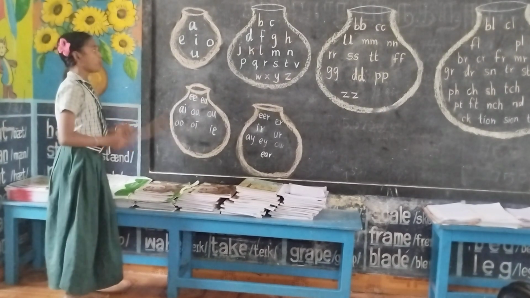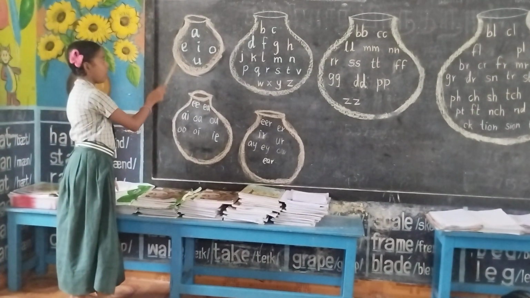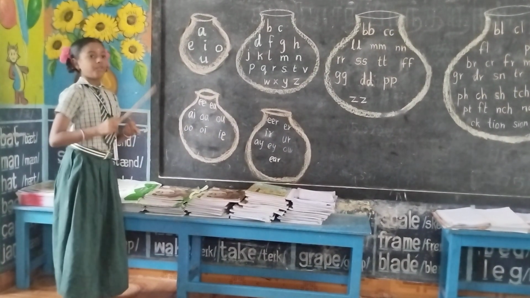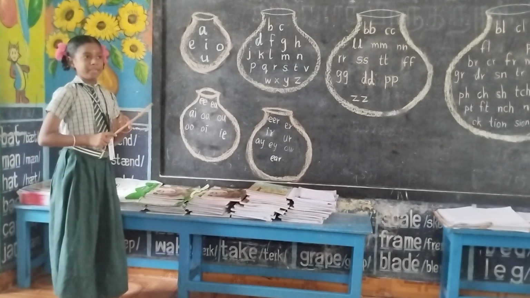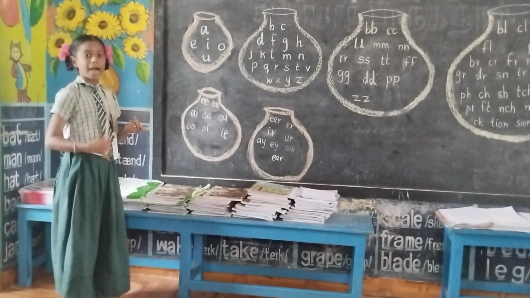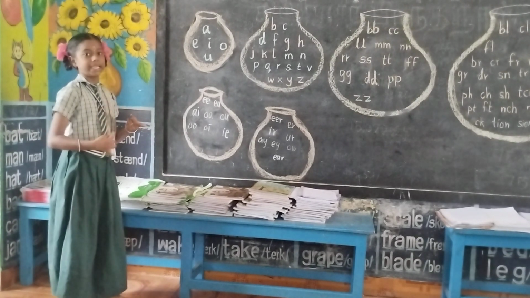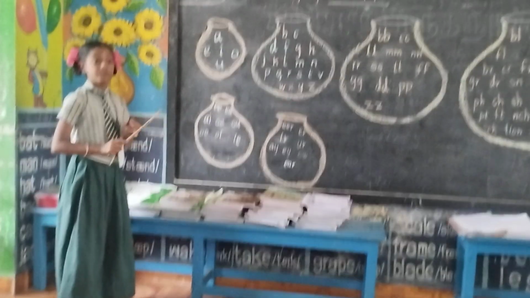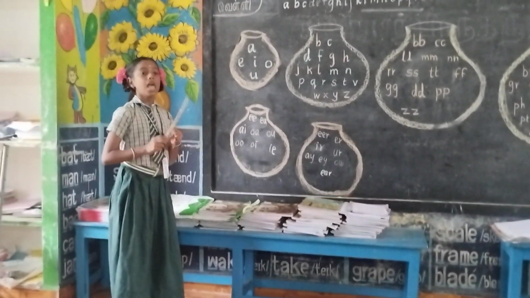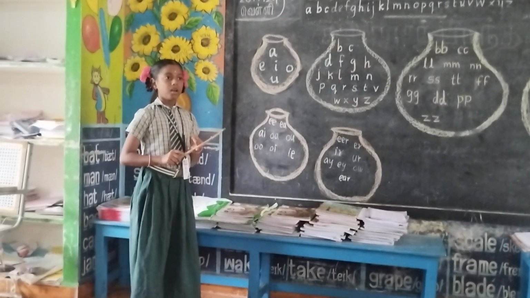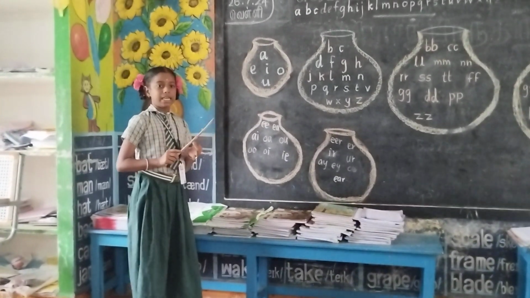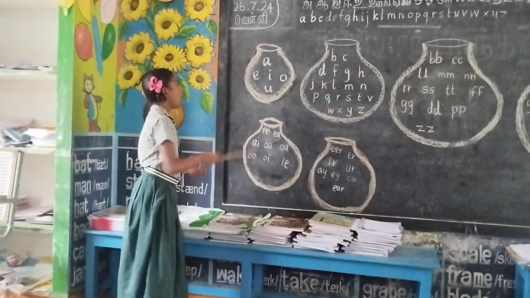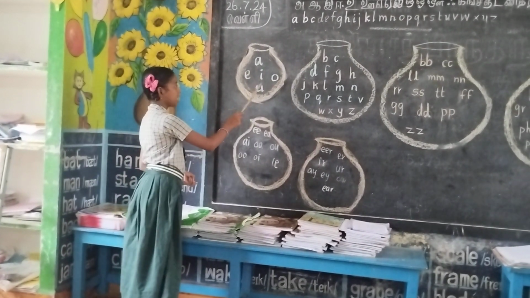Again. Good. The letter E has two sounds. E, A. For example, be, me. In English. For example, net, hen, elephant. Good.